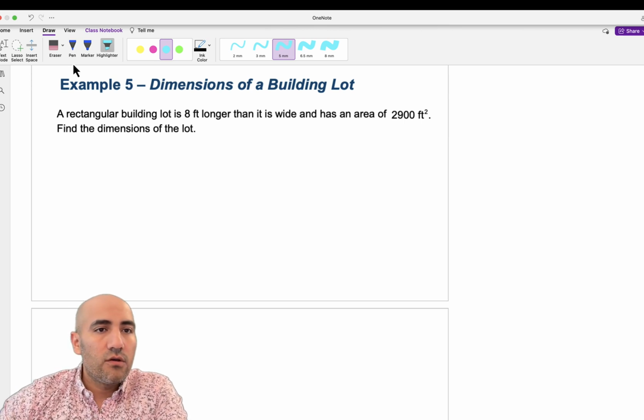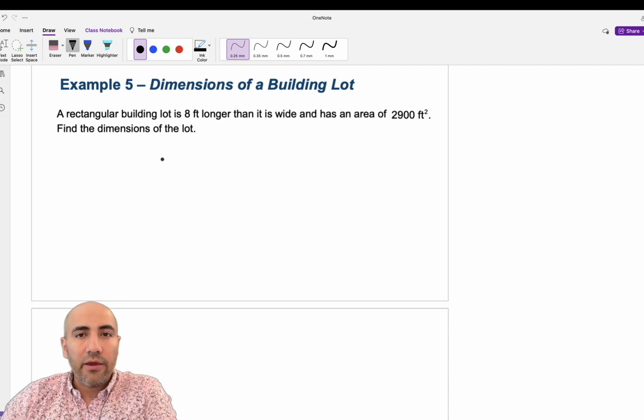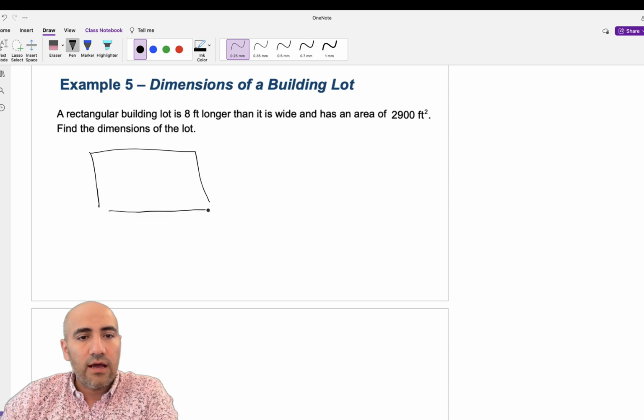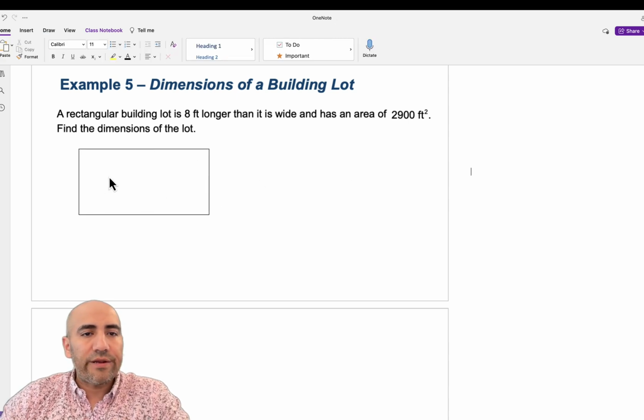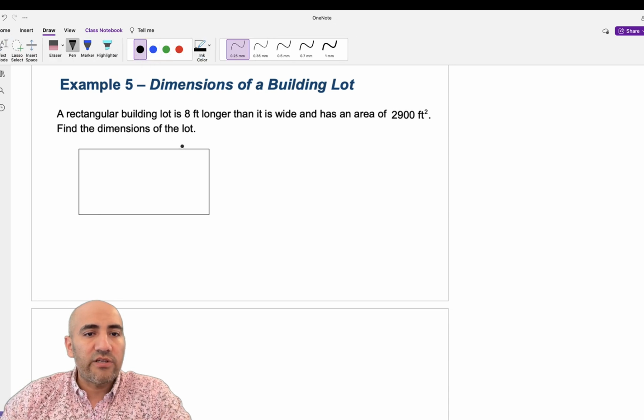All right, so always read your word problems once, twice, 3 times. Make sure that you have a pretty good idea of what they're giving you, what they're asking. Maybe draw a little picture, a little sketch with the information provided. So this is a rectangular building lot. It's pretty straightforward. So we have some sort of rectangular lot. And so one of them is the length, one of them is the width. It doesn't matter which is which, as long as you're clear with your notation. So I'm going to call this one my length, call this one my width.